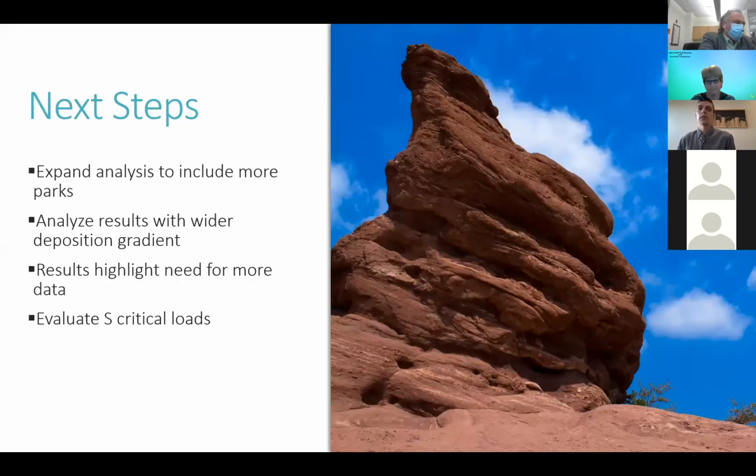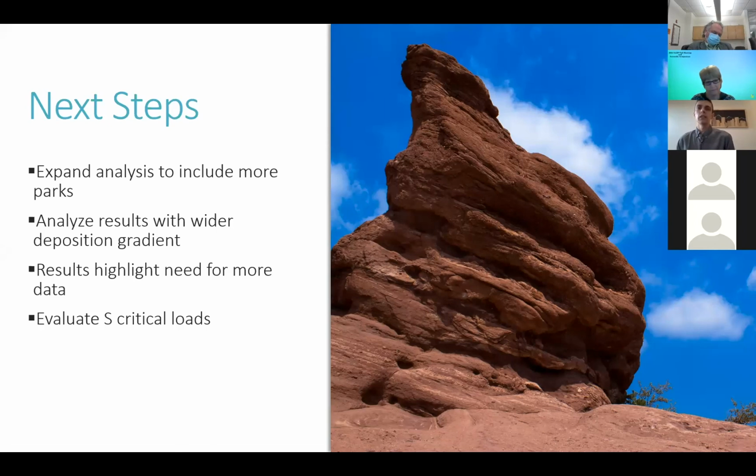So some next steps. I mentioned a few of these already. The first would be to expand our analysis to include more parks, moving beyond just our 9 case study parks, because with that, we just have these little pockets of locations for a species. So that could provide more variation in our nitrogen deposition data.